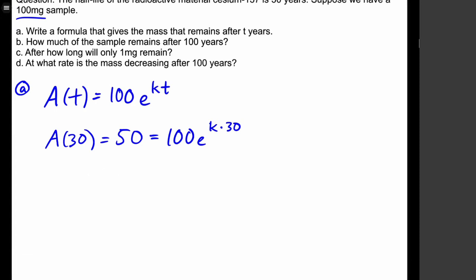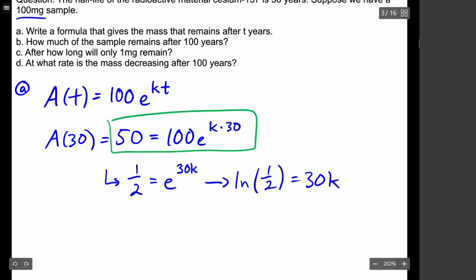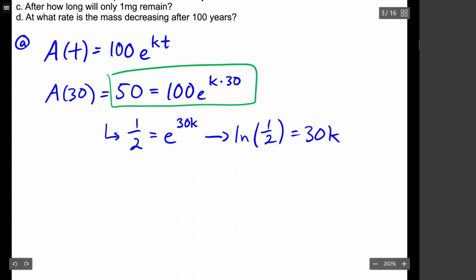Well, if we, again, focus on the equation here, we can start by dividing both sides by 100. I'm going to write this as e to the 30k over here. Then we can take ln of both sides. Okay, and then we can find that k is going to be ln of 1/2 over 30.